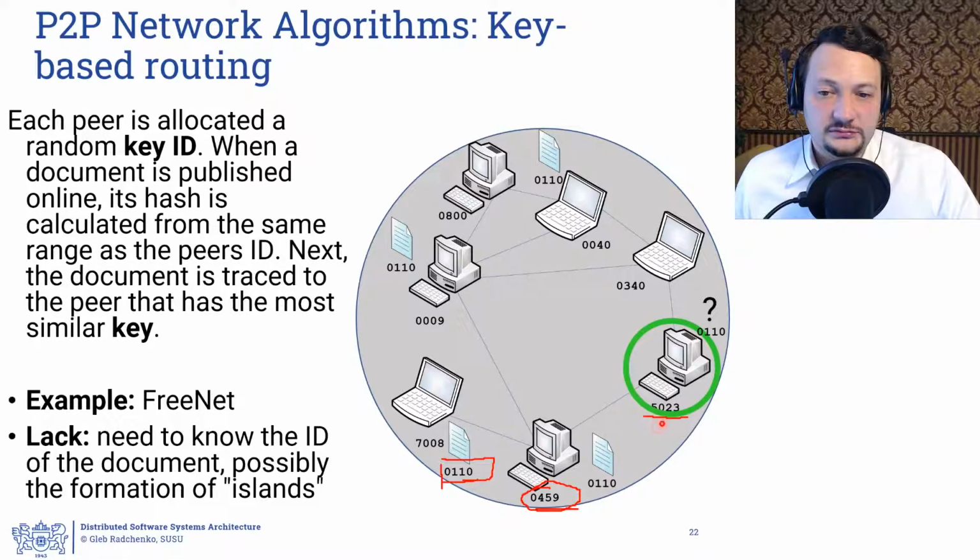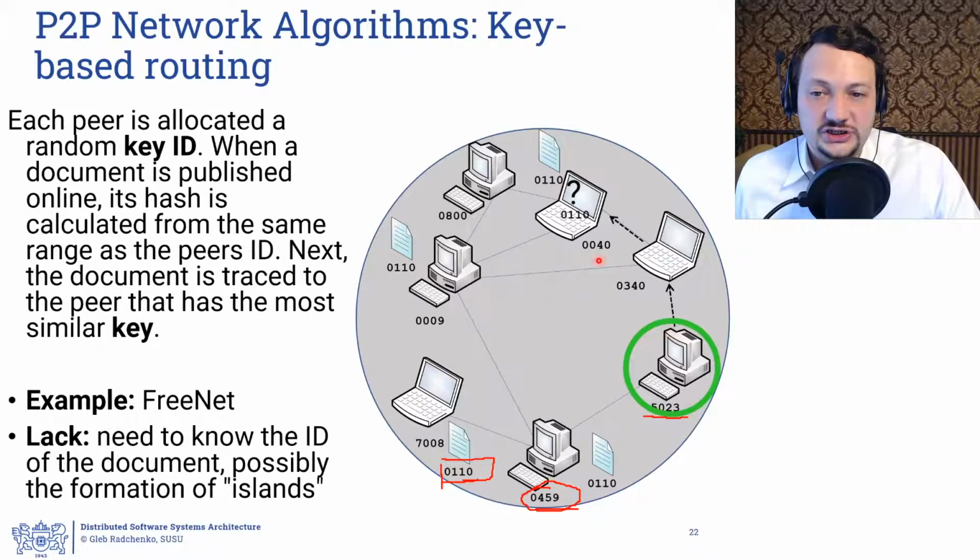Here we have a machine 5023, and this machine would like to find the file 0110. We know the identifier of the file that we want to find, and we know the identifiers of the machines that are our neighbors. So where do we send this request to find the file? We send it to the machine with the closest identifier to the file that we try to search. So now we would send this request to the machine 0340. It goes here. And this machine would transfer it to the machine 0040 because it knows that the identifier of this machine is the closest one. And now we found our file.